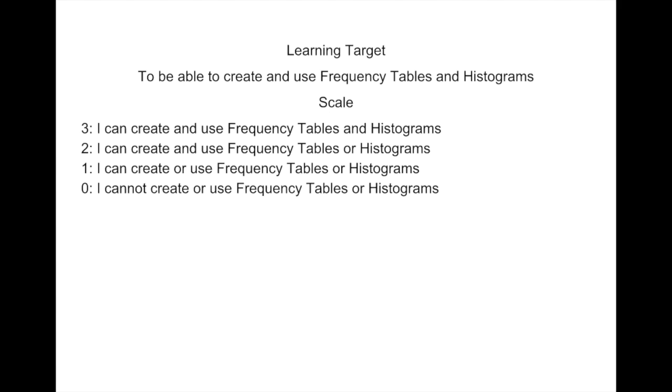The learning target for today is to be able to create and use frequency tables and histograms. The scale: you're a 3 if you can create and use frequency tables and histograms. 2 if you can create and use frequency tables or histograms. 1 if you can create or use frequency tables or histograms. And you're a 0 if you cannot create or use frequency tables or histograms. As a note, if you can create or use both frequency tables or histograms, you're still a 1.